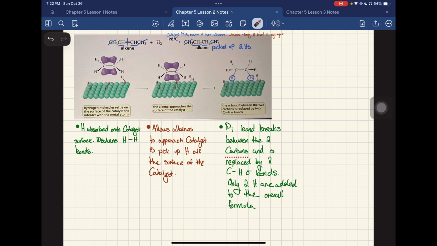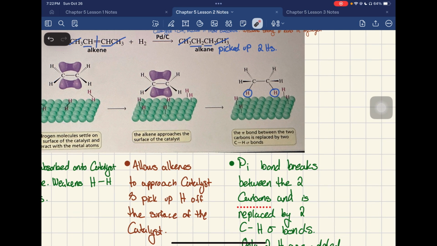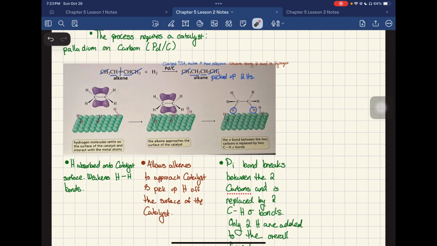Afterwards, the pi bond between the two carbons breaks and is replaced by two carbon-hydrogen sigma bonds. However, what this is pretty much saying is that only 2 hydrogens are added to the overall formula to fulfill carbon's need for having 4 bonds, right? So right here, carbon only has 1, 2, and 3 bonds. However, it needs a total of 4, which is given by 1, 2, 3, 4 right here when it picks up those hydrogens after that pi bond has been broken.